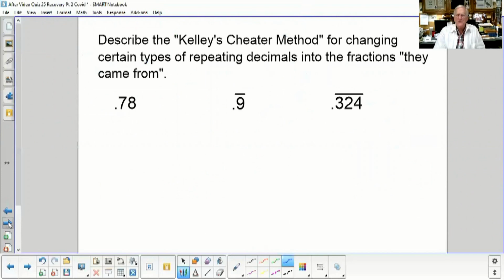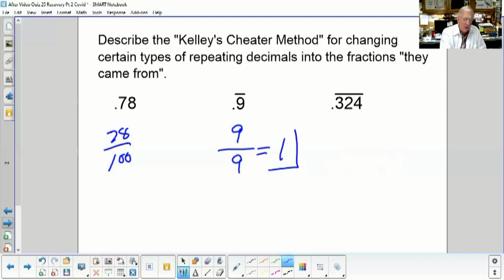The 0.78 doesn't have a bar in it, so you just put it over its place value, 78 over 100, and then you reduce it, 39/50ths, right? But look at this one, 0.9 bar, 1 digit, right? The 9s are repeating. I put it over how many 9s? 1. Wait a minute. Does 0.9 bar equal the value of 1? Turns out it does. Turns out it does.